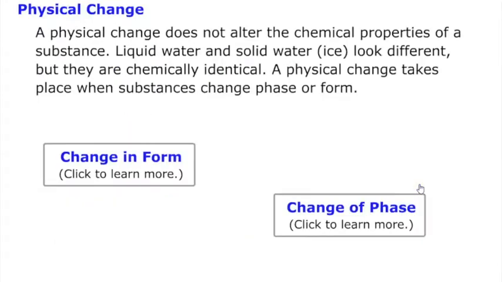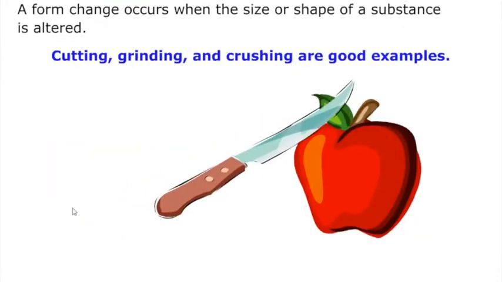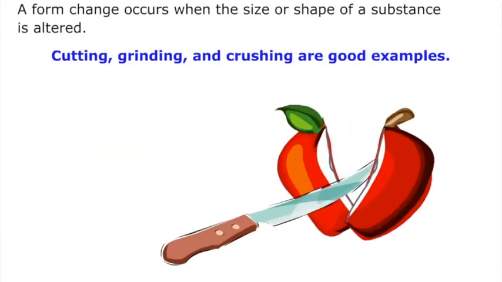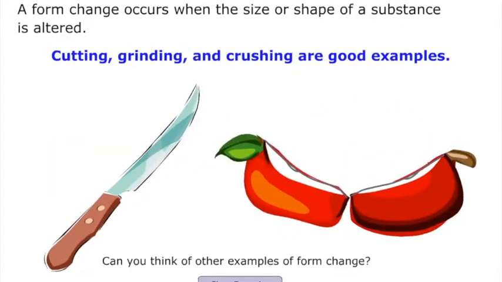A physical change does not alter the chemical properties of a substance. Liquid water and solid water look different, but they are chemically identical. A physical change takes place when substances change phase or form. A form change occurs when the size or shape of a substance is altered. Cutting, grinding, and crushing are good examples. Can you think of other examples of form change?